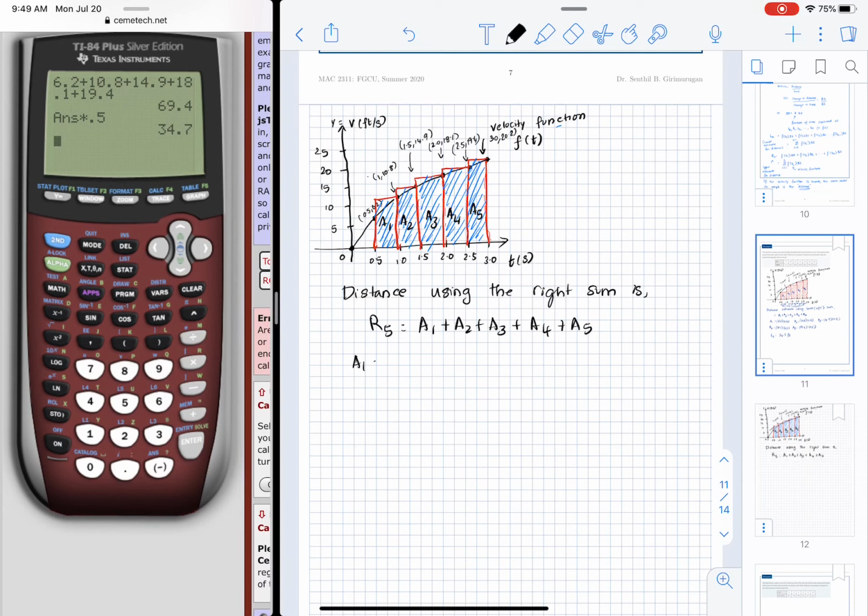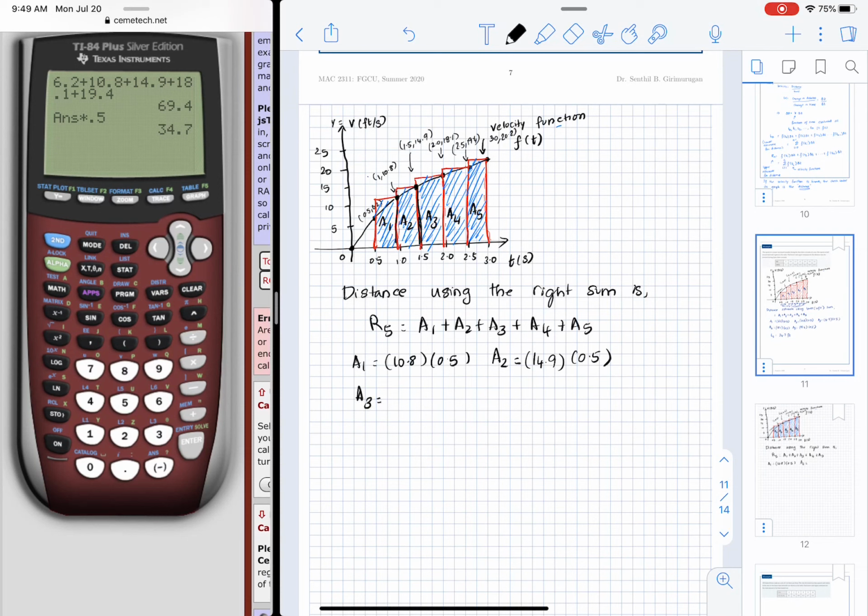A1 is 10.8 multiplied, because it is the height of, we'll start here. Start with A5 and go down. So A1 is right there. So that height is 10.8. A2 is that height. It's 14.9 times 0.5.